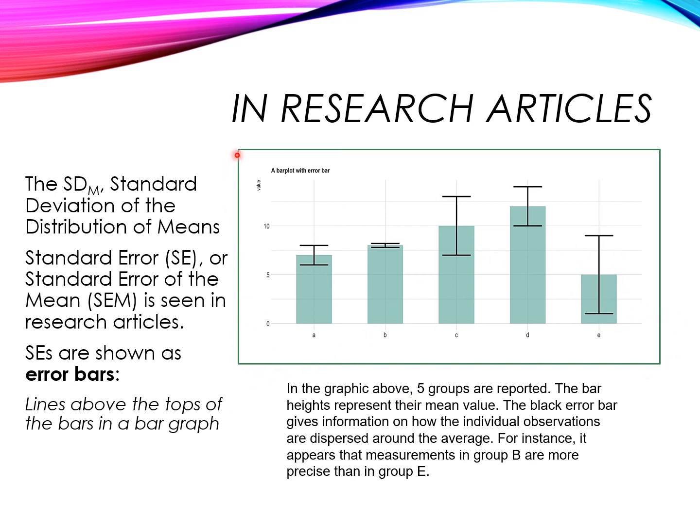And so I pulled this off the internet, but it was one of the things where it shows these are 5 groups reported. The bar heights represent their means, but the black error bars show how the individual observations are dispersed around the average. So it appears that the measurements in group B are much more precise because they're really close around the mean than they are for group E. So these are just really spread out there. And you can see that these 2 groups were much more accurate, much closer to the mean than these 3. Okay.